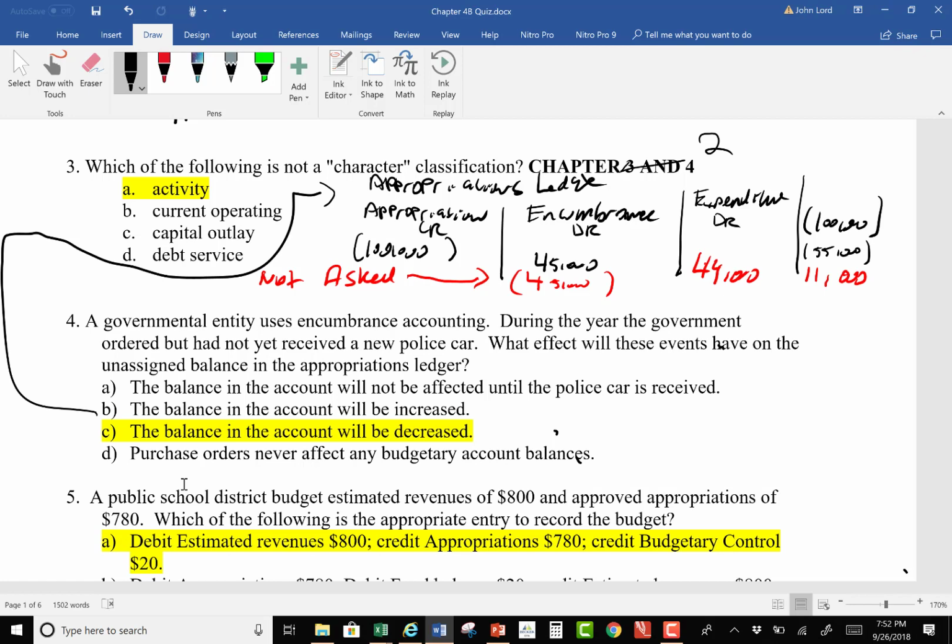Okay. But let's see how that impacts this question in terms of what's going to happen with the unassigned fund balance. Is that what the question's asking? What's the impact on the unassigned fund balance? That's what this question's asking, right? Okay. So let's go ahead and press this button one more time and see if this thing goes up. Okay. And let's take a look.